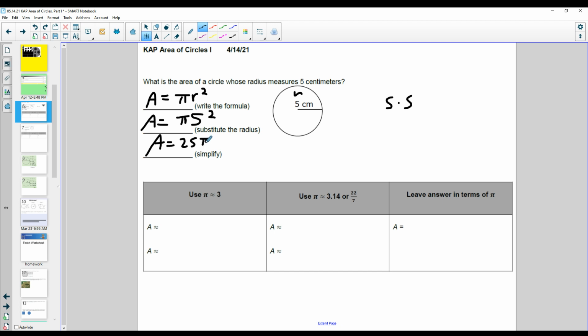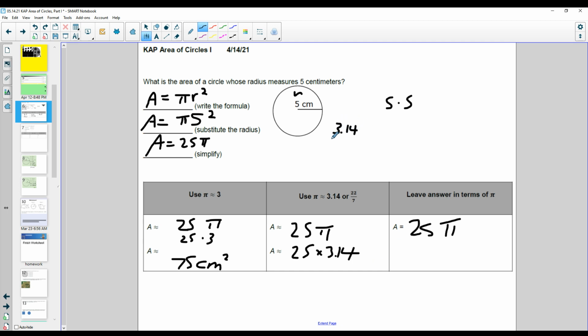25 pi. So there are 3 ways you can answer. Leave the answer in terms of pi. That's 25 pi. Use 3 for pi. So what's 25 times 3? 75 square centimeters. Or use 3.14 for pi. So 25 times 3.14.